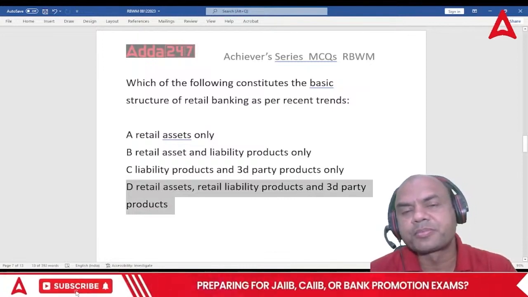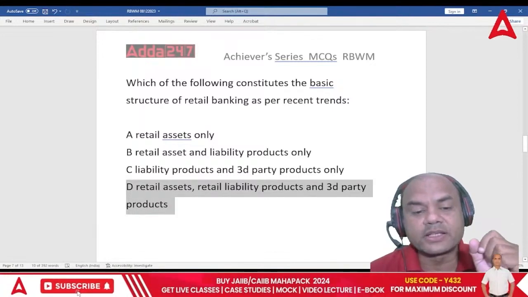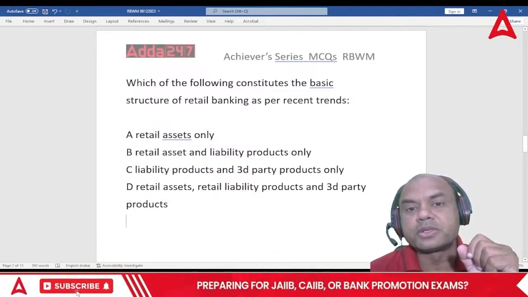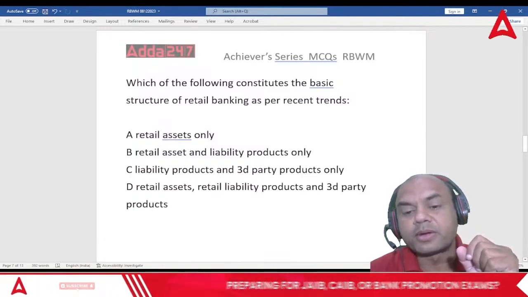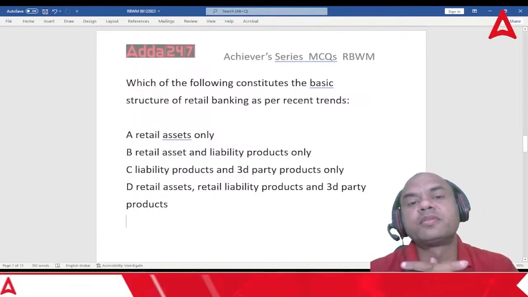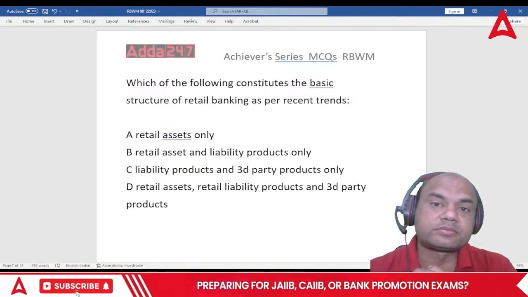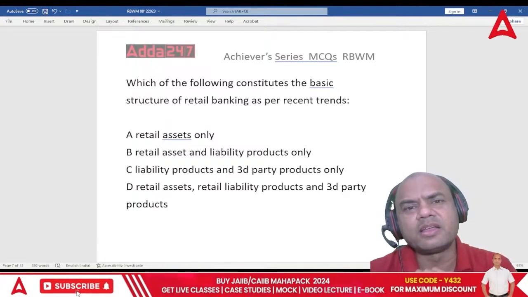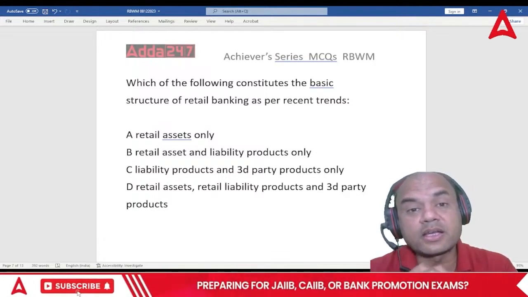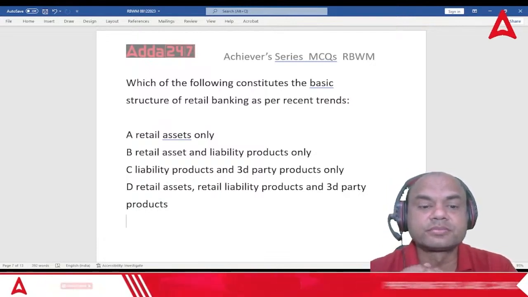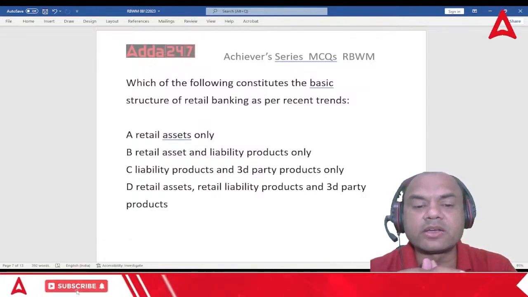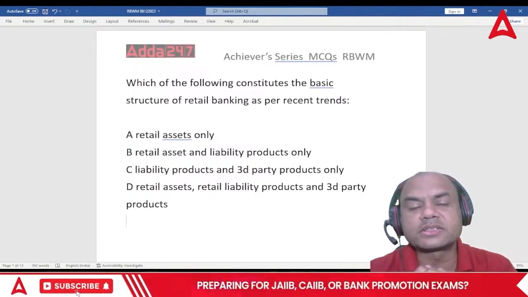What is retail asset? Asset is a loan for the bank. So loans are the assets for the bank. Liability means deposit, saving, current, FD. And third party means those products like insurance, mutual fund, or broking accounts. There are many. There are factoring, there are others as well. There are certain credit cards of other banks. So these are all the basic structures of today's banking. Today we do the selling of all these three products: retail assets, liabilities, and third party.